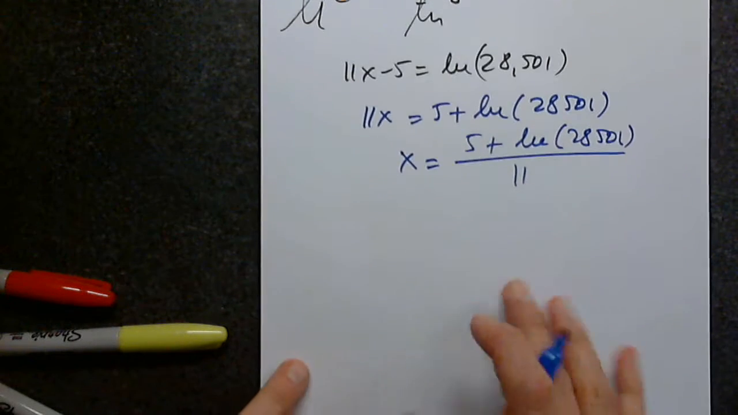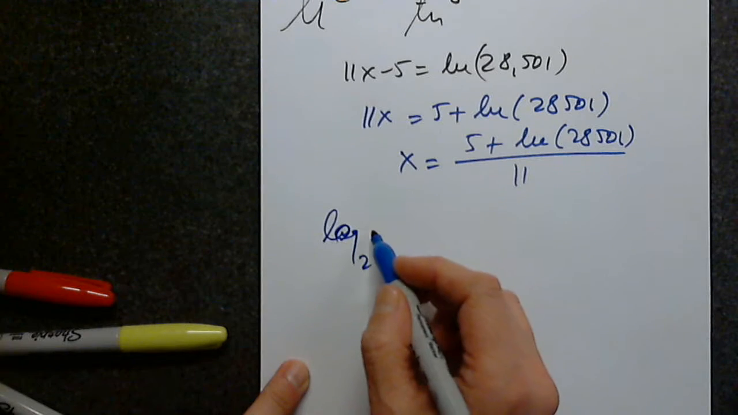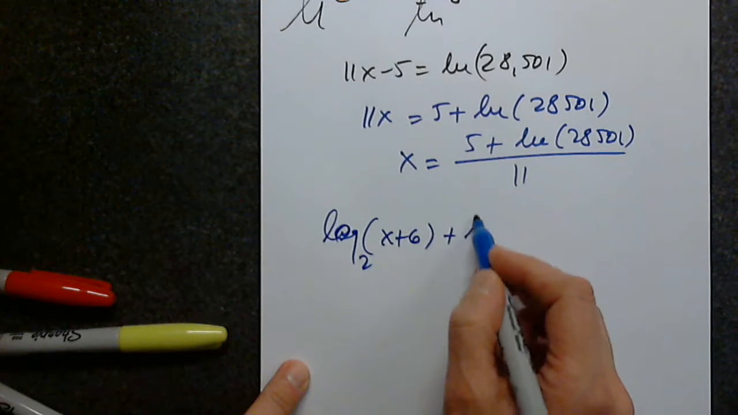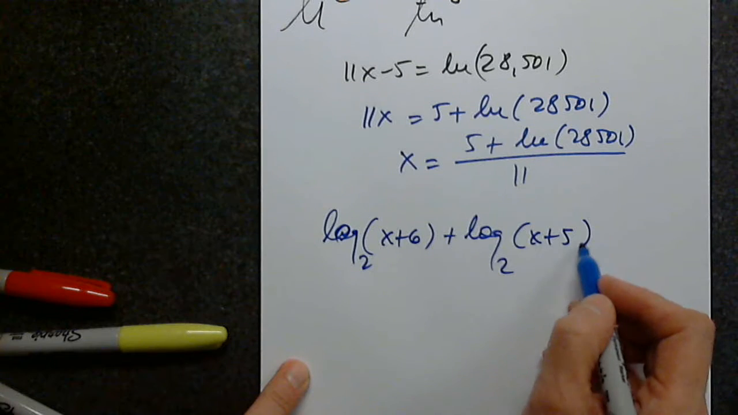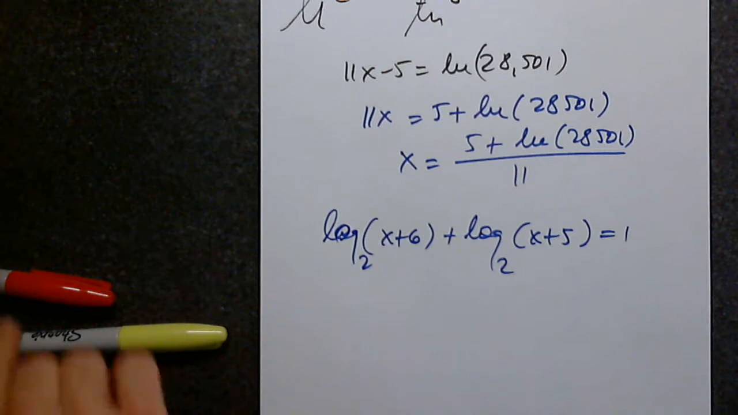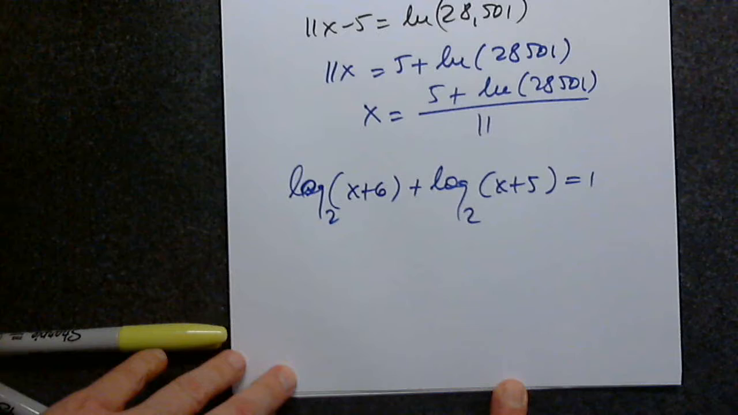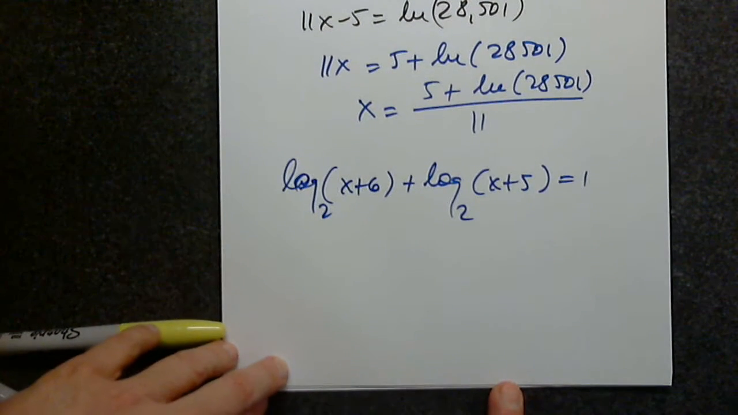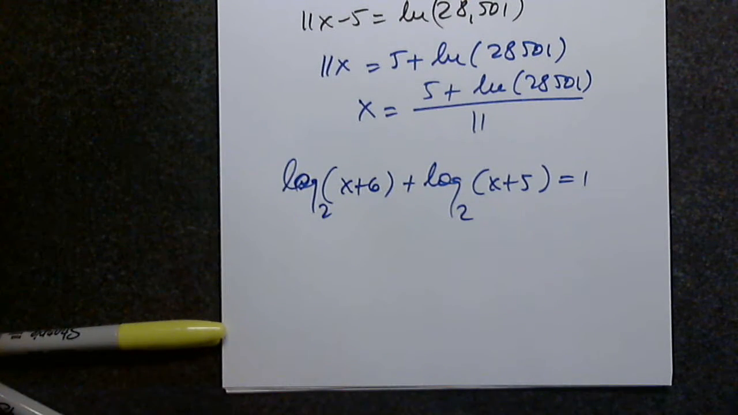Okay, next one is a log equation. Log base 2 of x plus 6 plus log base 2 of x plus 5 equals 1. Well, log equations, we have to be careful with these, because if you remember, the log function is not a friendly function, in the sense that the log function is not defined everywhere. So I have to worry about it. So you either make yourself a mental note to go back and check in the original problem, or you apply the method I prefer, to write the common domain.